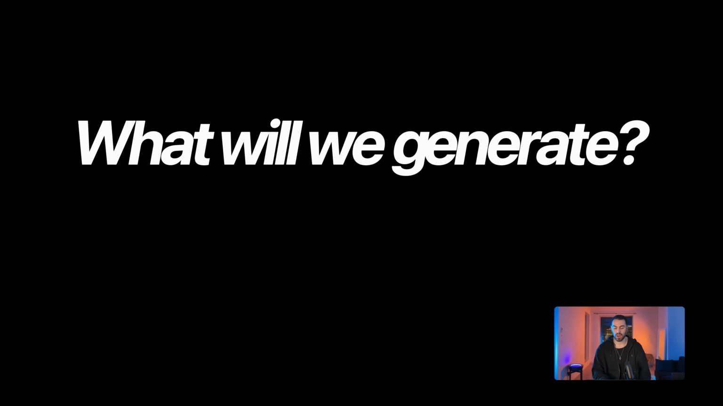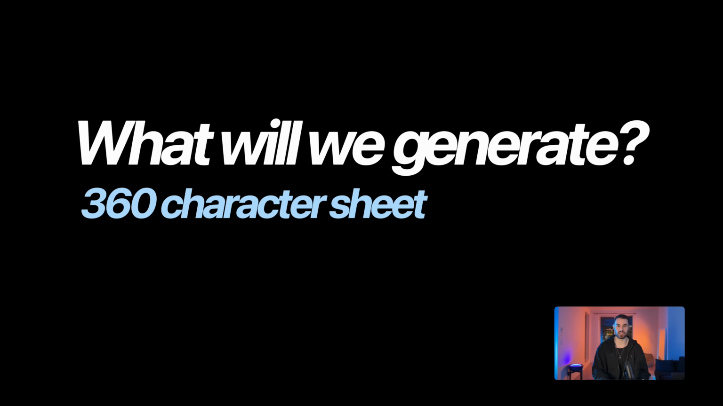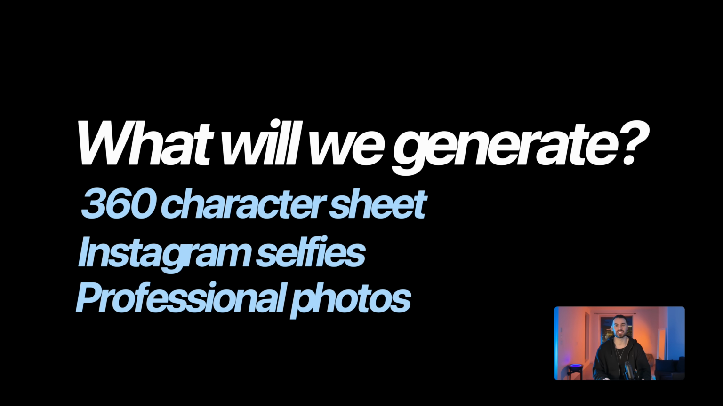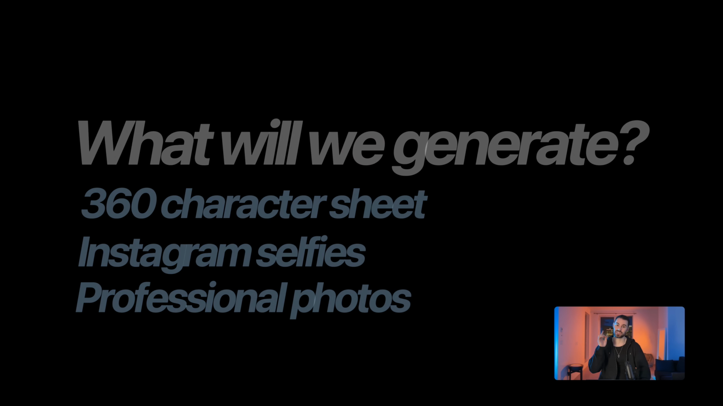Okay, so I want to have a 360 character rotation of my model. I also want to have some low fidelity photos of my model that are Instagrammable. My model cooking or just walking down the street wearing a jacket. I want to have some high-end studio photos of my model as well so that I'm able to contextualize it in different environments. So let's grab our model.